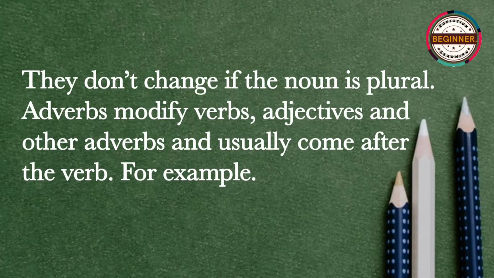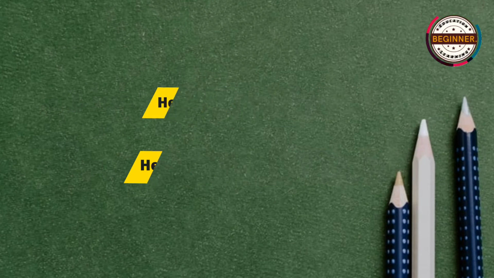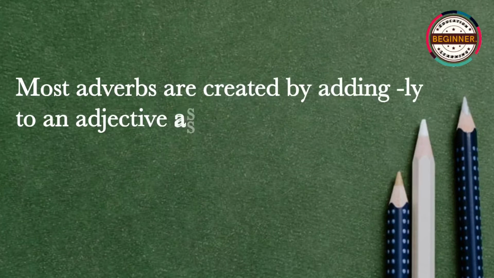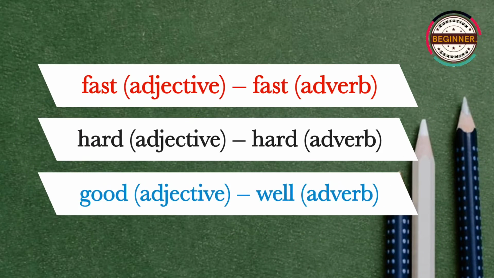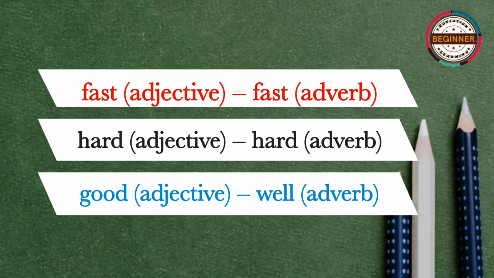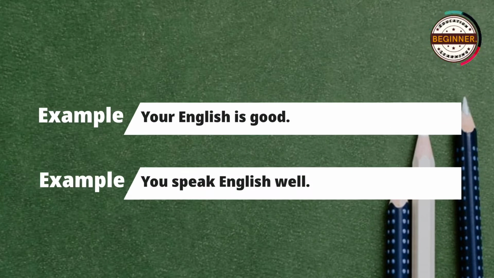For example, he's a slow driver. Adjective. He drives slowly. Adverb. Most adverbs are created by adding "ly" to an adjective as in the example, but a few adverbs are irregular, such as fast, adjective, fast, adverb; hard, adjective, hard, adverb; good, adjective, well, adverb. For example, your English is good. You speak English well.